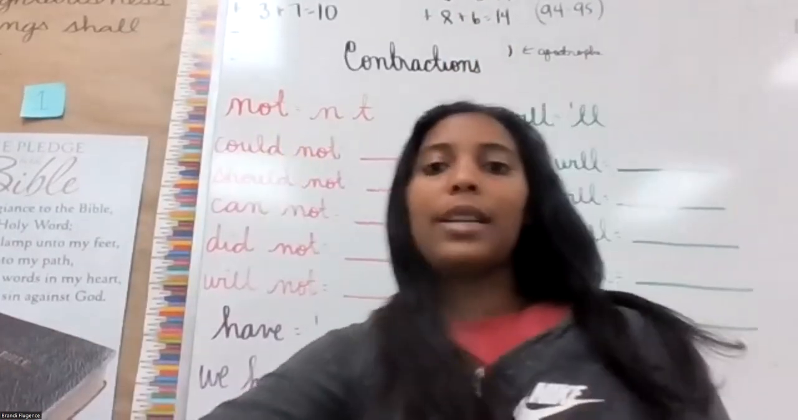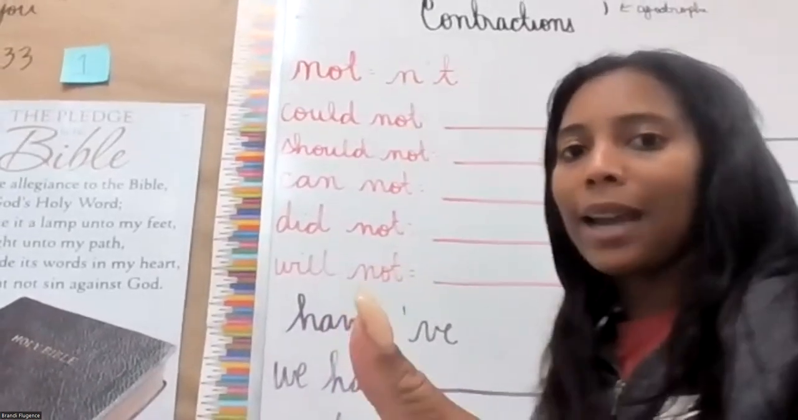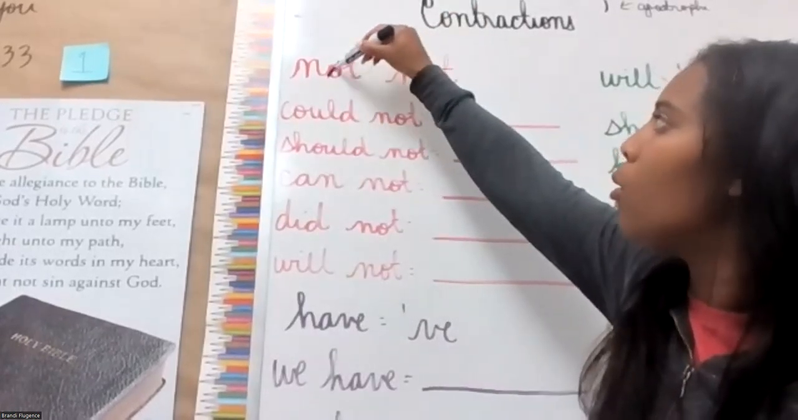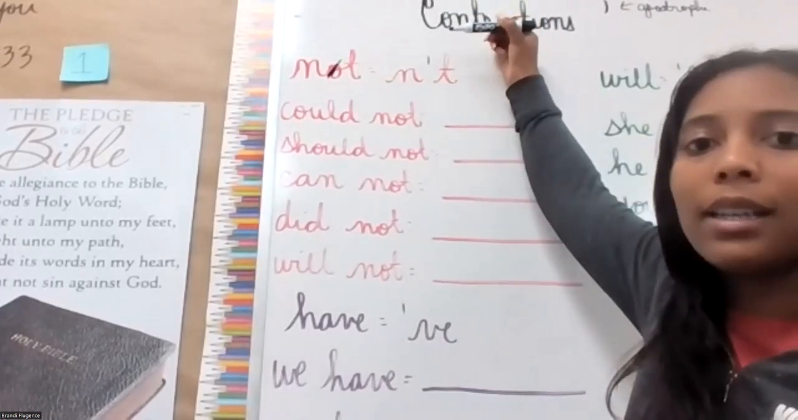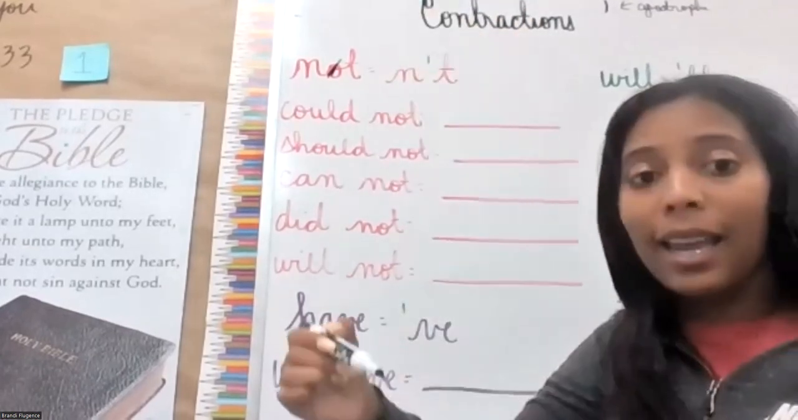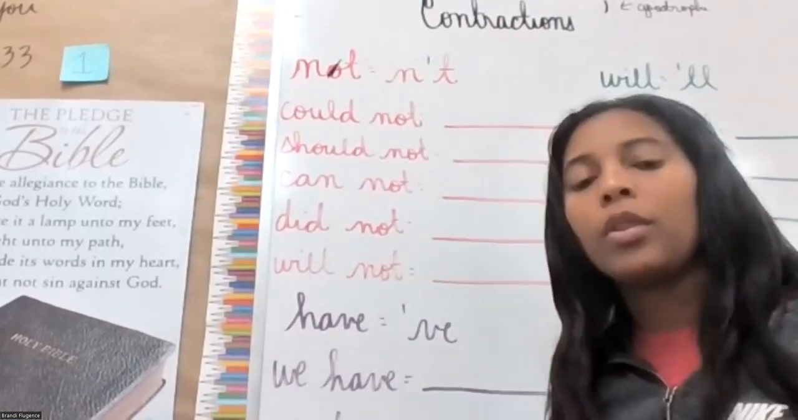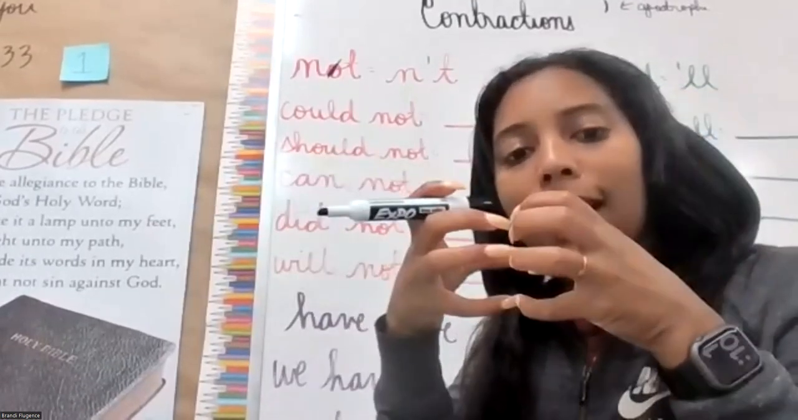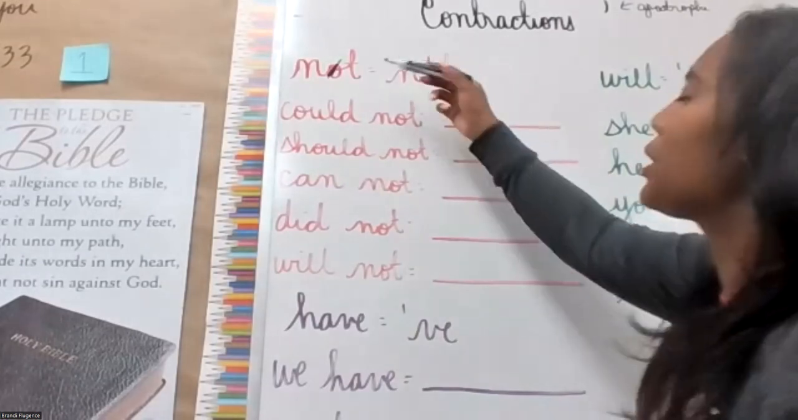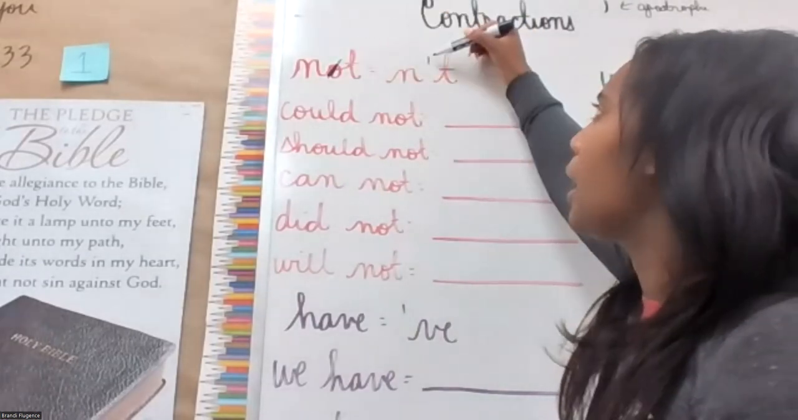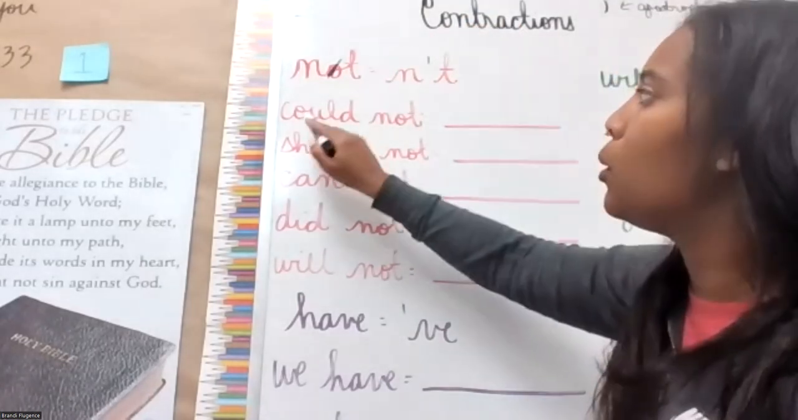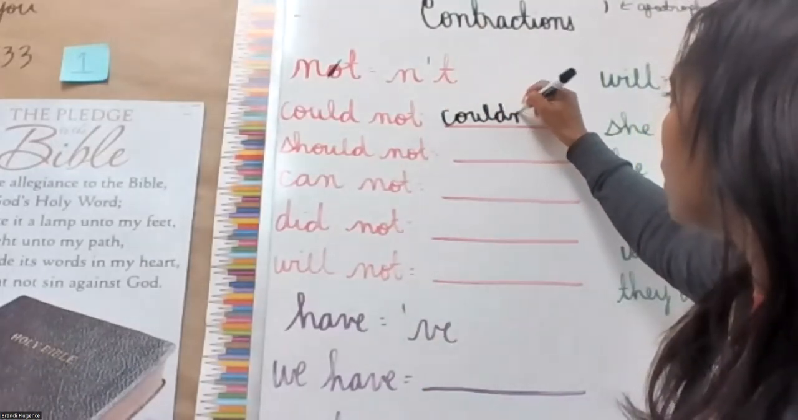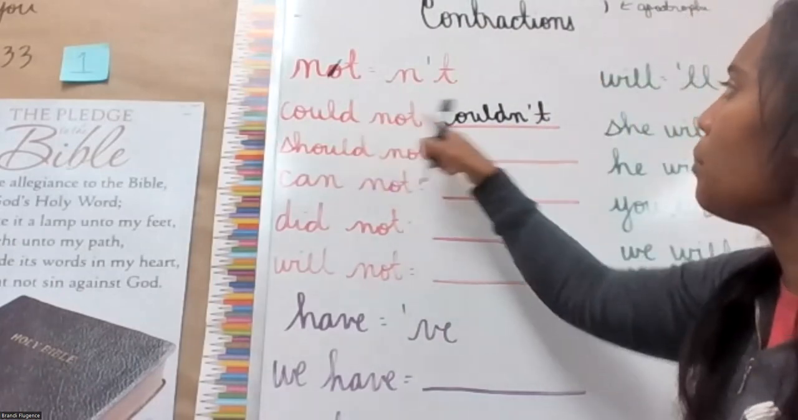Let me show you, for example, the word not. Not is often a word that you contract. Whenever you contract not, meaning you put it together with another word, you will take out the O and put the apostrophe in place of that O. You see how I did that? So now it's N-T, but it still says not. You just took out the O. So whenever you contract, you'll have two small words, and you put them together to make it shorter. When you write it, you're usually taking out a letter and replacing it with an apostrophe to show that you took out a letter. So, for example, could not. When I contract could not, it becomes couldn't. See that? Could not becomes couldn't.